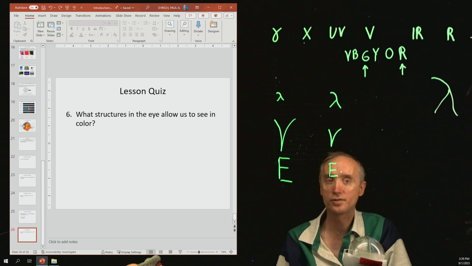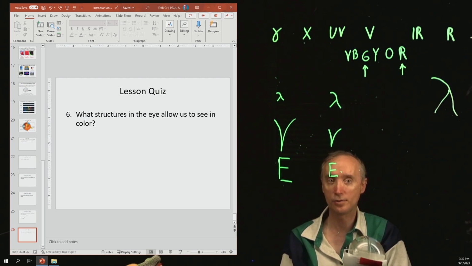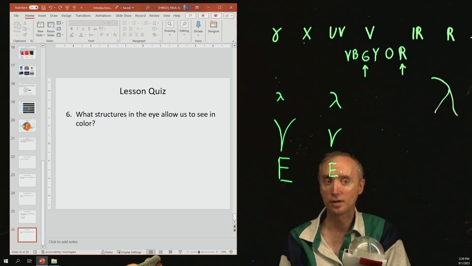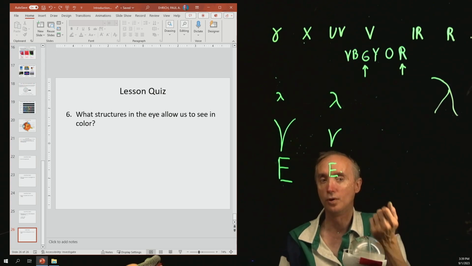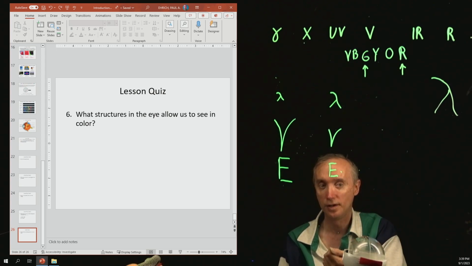Number 6, what structures in the eye allow us to see in color? It's going to be the cones. How many cones do you have? You've got 3 kinds of cones. So you've got one that allows you to see in red, one that allows you to see in blue, one that allows you to see in green, and depending on how many of the cones are being stimulated, you can basically have any of the colors of the rainbow.